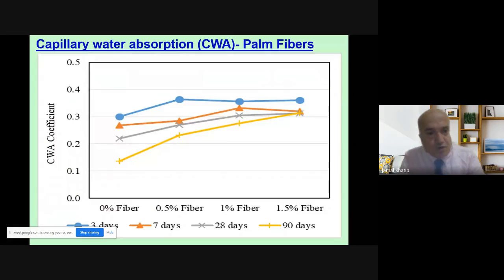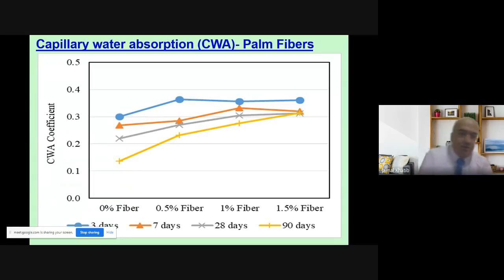Capillary water absorption. What we did, we subjected one face of the specimen to contact with water, and we monitored the amount of water being absorbed with time. And then we plot the water absorbed versus the square root of time, and the initial slope of the curve is referred to as the capillary water absorption coefficient.